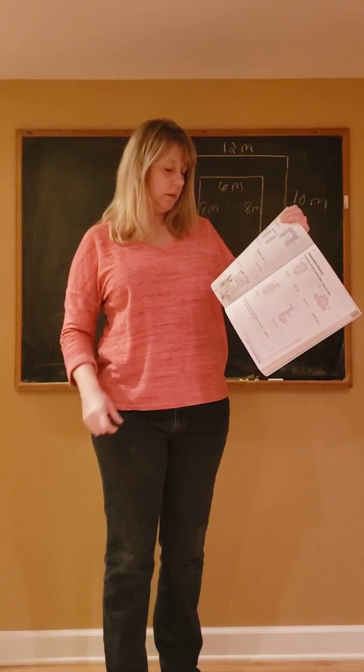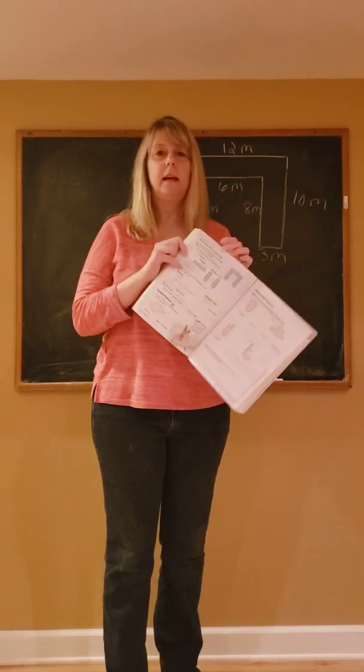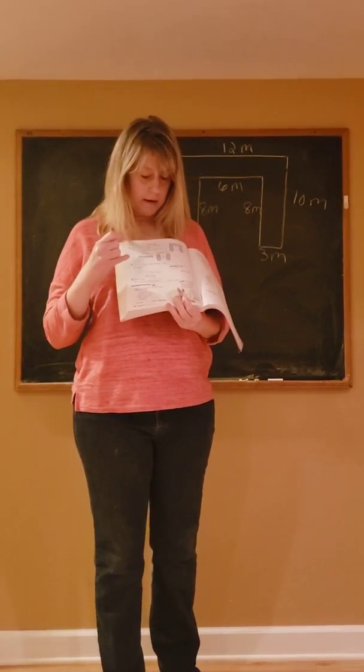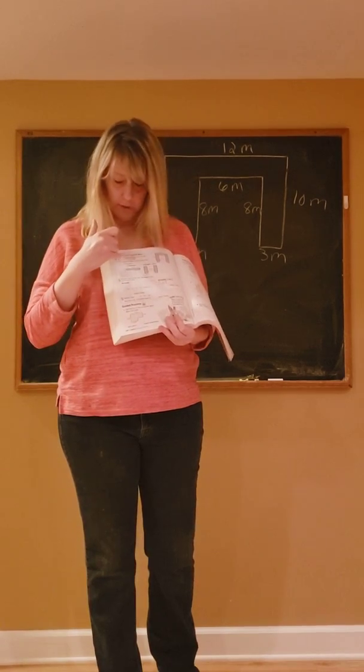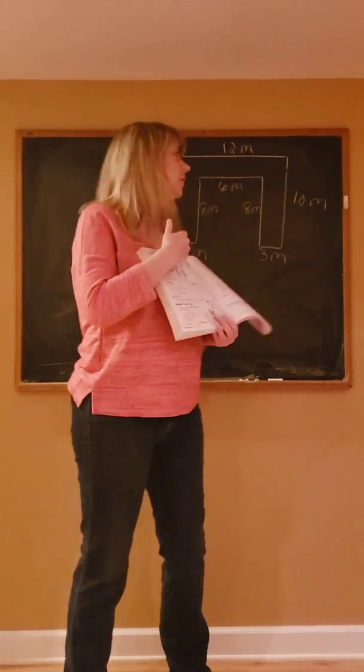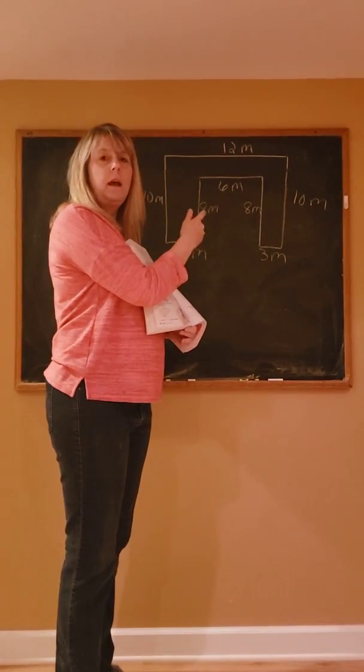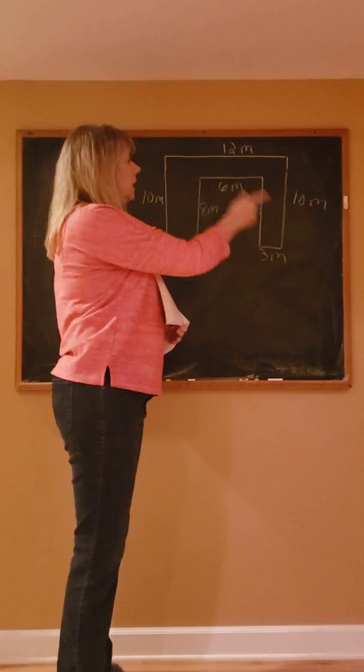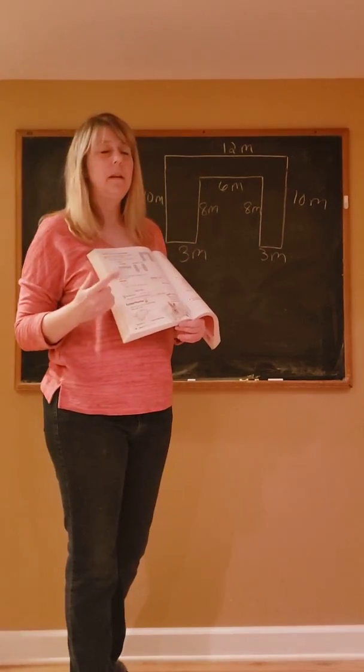I'm going to do another example on page 798. All right, so I want you to look at example 2. This is a composite figure. I drew it on the board. It's on the left-hand side of the page. I have it all labeled as they have it in the book.